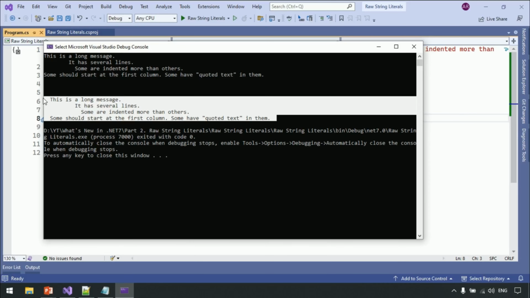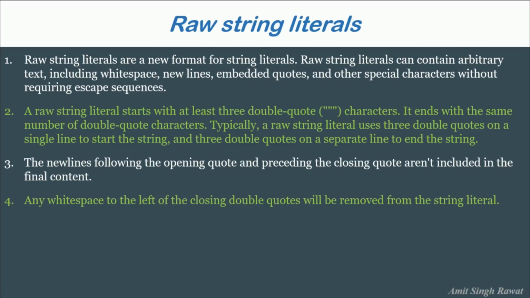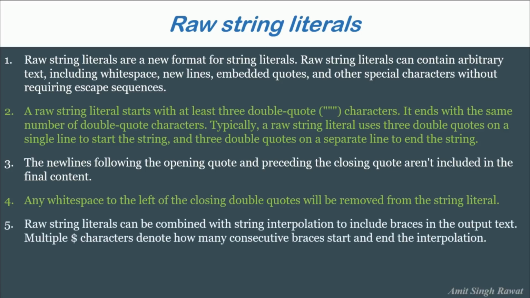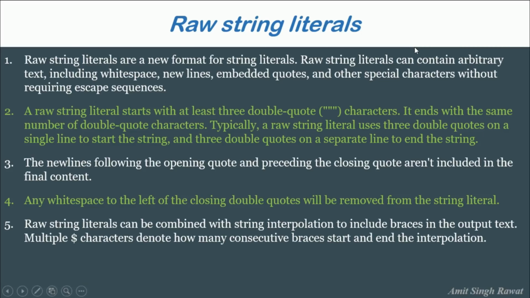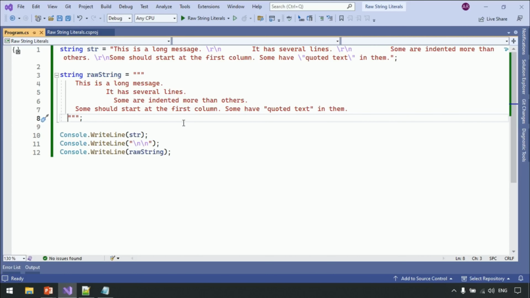And yes, we have spaces at the beginning of the new raw string literals. Next is, raw string literals can be combined with string interpolation to include braces in the output text. Multiple dollar characters denote how many consecutive braces starts and ends the interpolation. Let's say we have two variables, longitude and latitude. Let's create them.